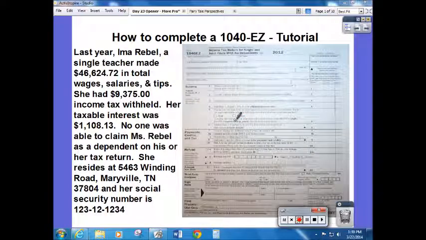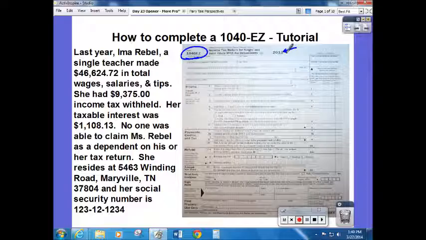Okay, this is a tutorial on how to complete a 1040 EZ. So first off, let's read our information that we're going to need in order to prepare this 1040 EZ. Last year, Ms. Rebel, a single teacher, made $46,624.72 in total wages, salaries, and tips. She had $9,375 of income tax withheld.